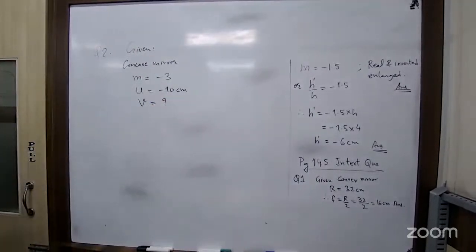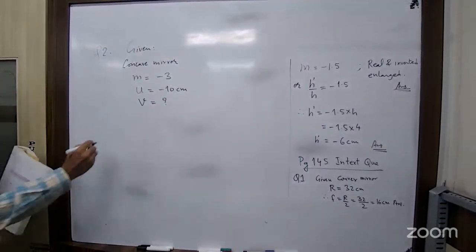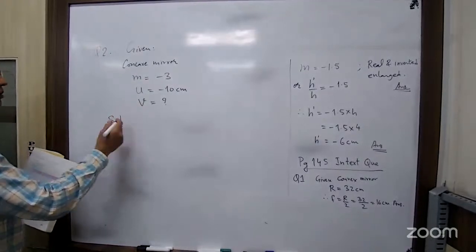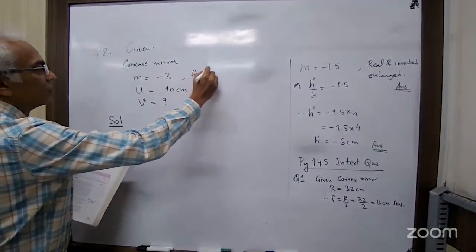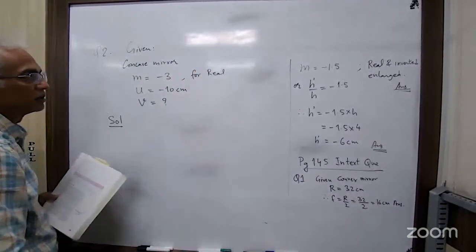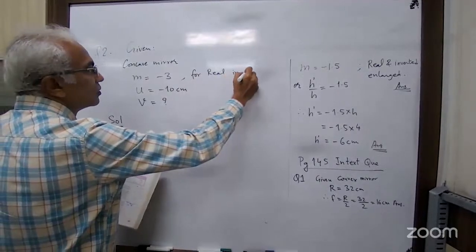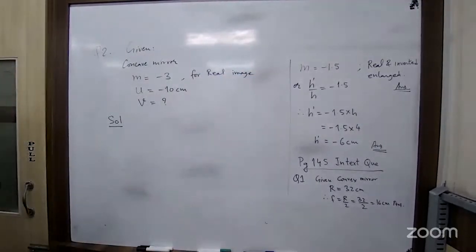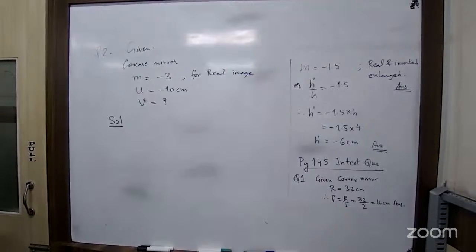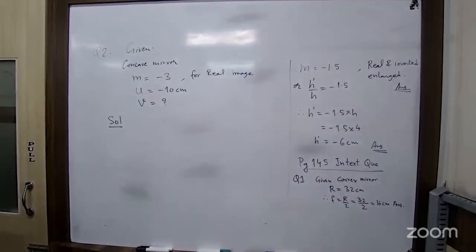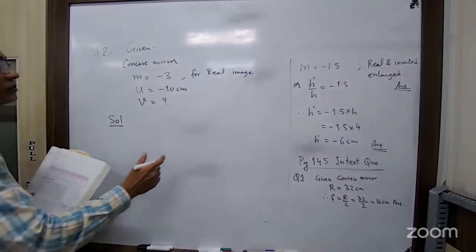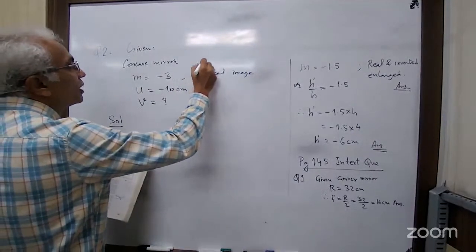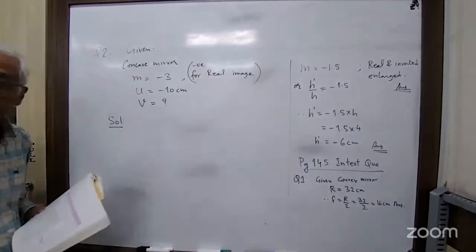So you know the relation between m, u and v? Yes. Sir, magnification is negative because the image is real. In the question, the real image is given. So for a real image, the magnification has to be negative, minus 3. Negative for real image.